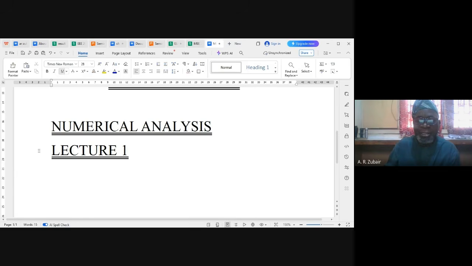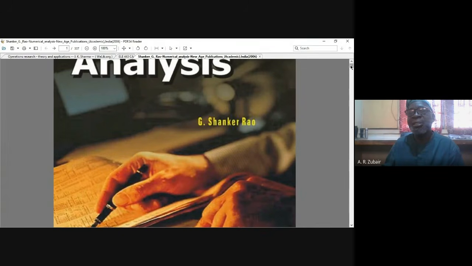I posted a book on the platform. Let me now share the book with us here. I hope you are seeing my screen. This is the book on numerical analysis.